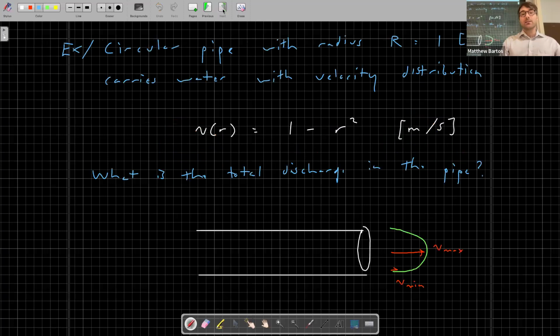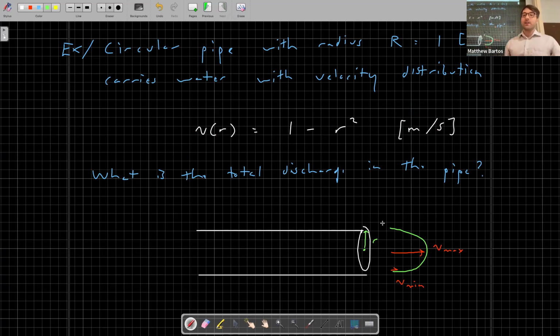So I started with an example at the end of class yesterday. We have a circular pipe with a radius of r equal to 1 meter, and it's carrying water with the following velocity distribution. So here, r starts at the center of the pipe and moves outwards to the wall.